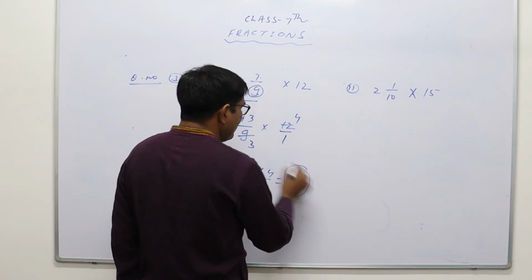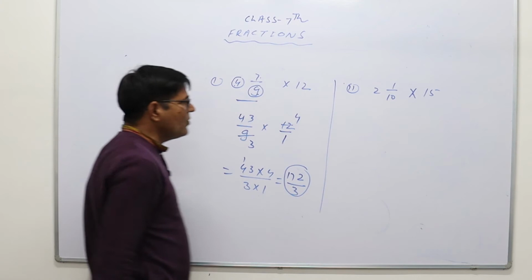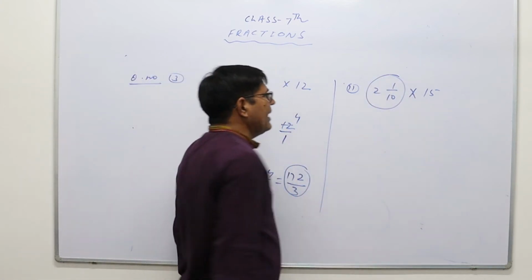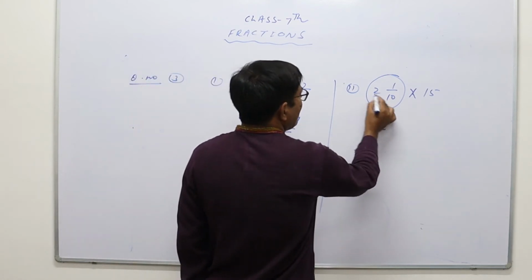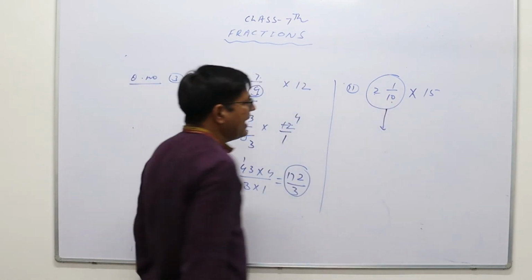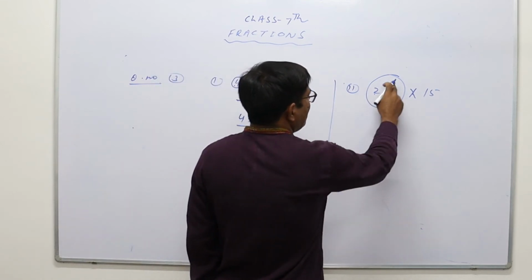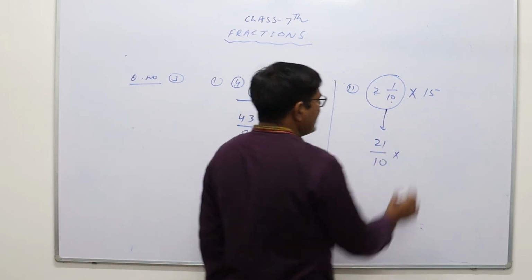So 172 upon 3, this is your answer. In the second question, the mixed fraction is 2 and 1 upon 10. So first we will convert it into a fraction. How will we convert it? We multiply the whole number with the denominator of the given fraction. So 10 into 2 is 20, 20 plus 1, that is 21 upon 10, and the whole number is 15.